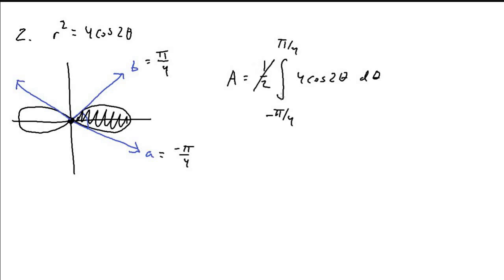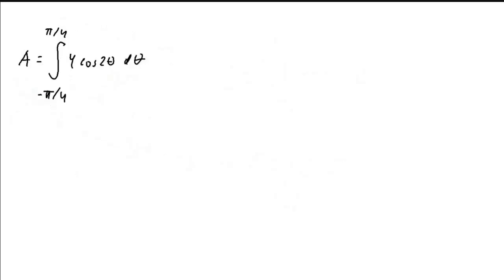And notice it will get rid of this 1/2. So the real area formula here is going to be the integral from negative pi over 4 to pi over 4 of 4 cosine of 2 theta d theta. So in order to solve this, we're going to take the integral of 4 cosine 2 theta, which is going to be 4 over 2, or just 2 sine of 2 theta, because the derivative of sine is cosine. And obviously our bounds are from negative pi over 4 to a positive pi over 4.